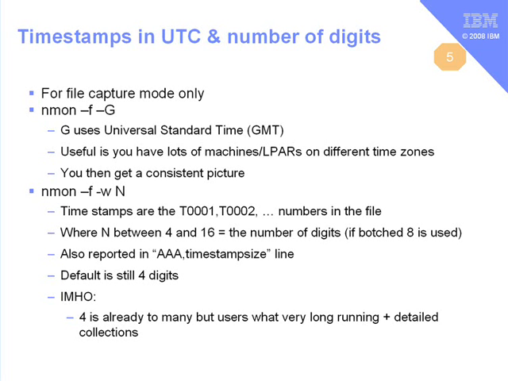But the nmon user said no, they really want to do this, and using the old rule that the customer is always right, even when they're completely bonkers, we added a feature here, the -W, and you can put in the number of digits that you want your snapshot numbers to be. There's another extra line in the AAA section, which says timestamp size, so that your tools can pick out how many digits these will be if you're post-processing your nmon files. In my humble opinion, 4 digits is more than enough, but you now have the option to capture thousands or millions of snapshots in a single file.